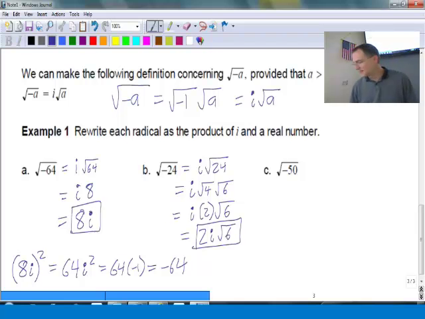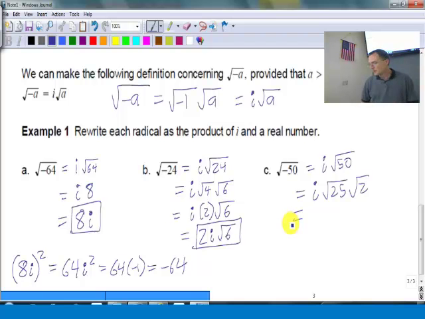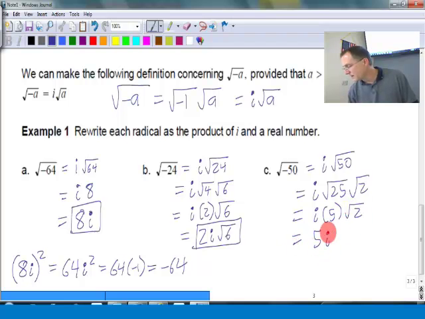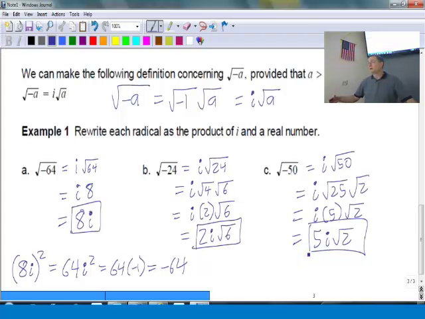Square root of negative 50 is similar. i times the square root of 50. What's the largest perfect square factor of 50? 25. So we can write that the square root of 25 times the square root of 2. We can write that i times 5 times the square root of 2, or 5i times the square root of 2. Not too bad. That's basically what we need for these complex numbers.